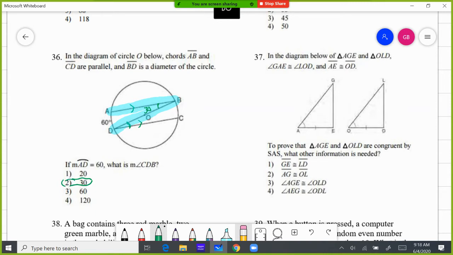For 37, in the diagram below, triangle GAE and triangle LOD, angle GAE is congruent to angle LOD, and then AE is congruent to OD. To prove that the triangles are congruent by SAS, what information is needed? Okay, so we have side and angle. So we need another side. So we need to show that this side is congruent to this side. That's going to be AG congruent to OL.